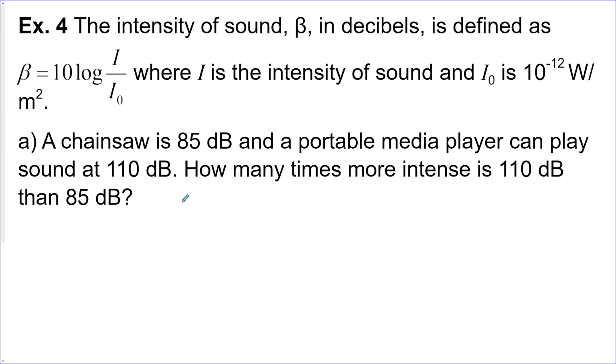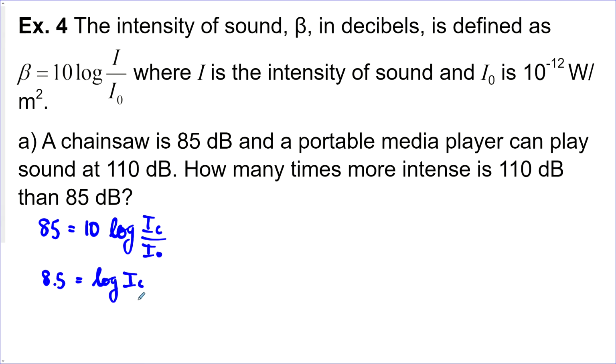So first let's find the intensity of the noise for a chainsaw. So we have that it's 85 decibels, so I'll put that in there for decibels, equals 10 log. I'll put the I here with the subscript C for chainsaw, and then divided by I naught. Let's divide both sides by 10, so we get 8.5 is equal to log of I_C over I naught.